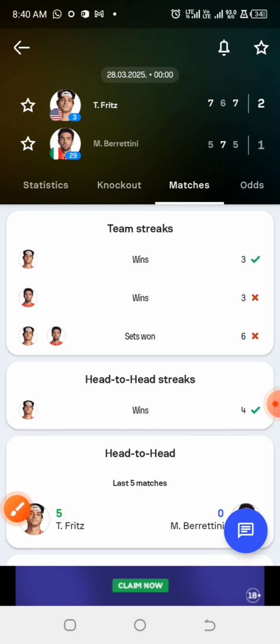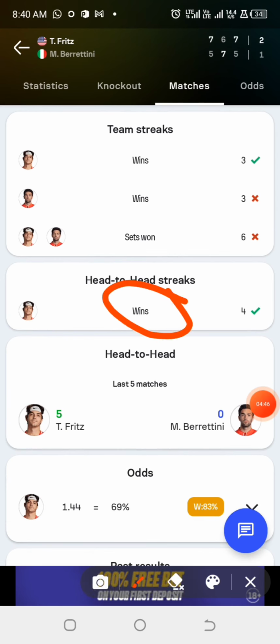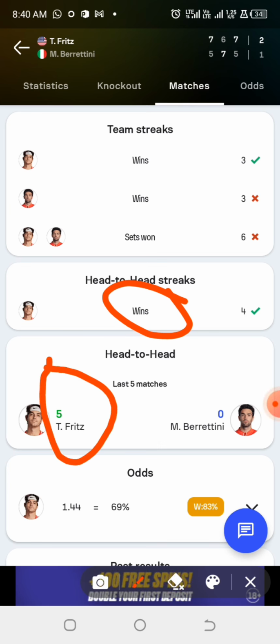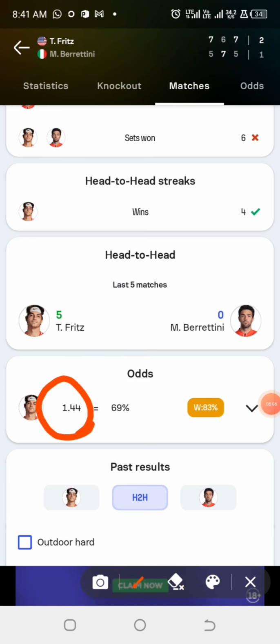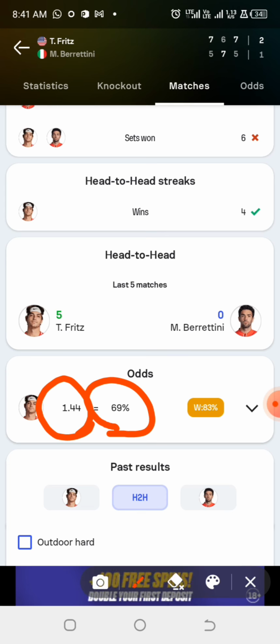Another thing you need to also consider is their head-to-head streak. It shows that Fritz, who happens to be player one, had four winning streaks, and in the last five games you can see that player one happens to be the dominant player in the previous games against each other. It shows that the bookmakers are allocating this kind of odds, 1.44. There's a way they usually form their odds. Odds are mostly based on the percentage, the probability of winning. So 1.44 odds shows that there is a 69% chance that player one is going to win this particular game.